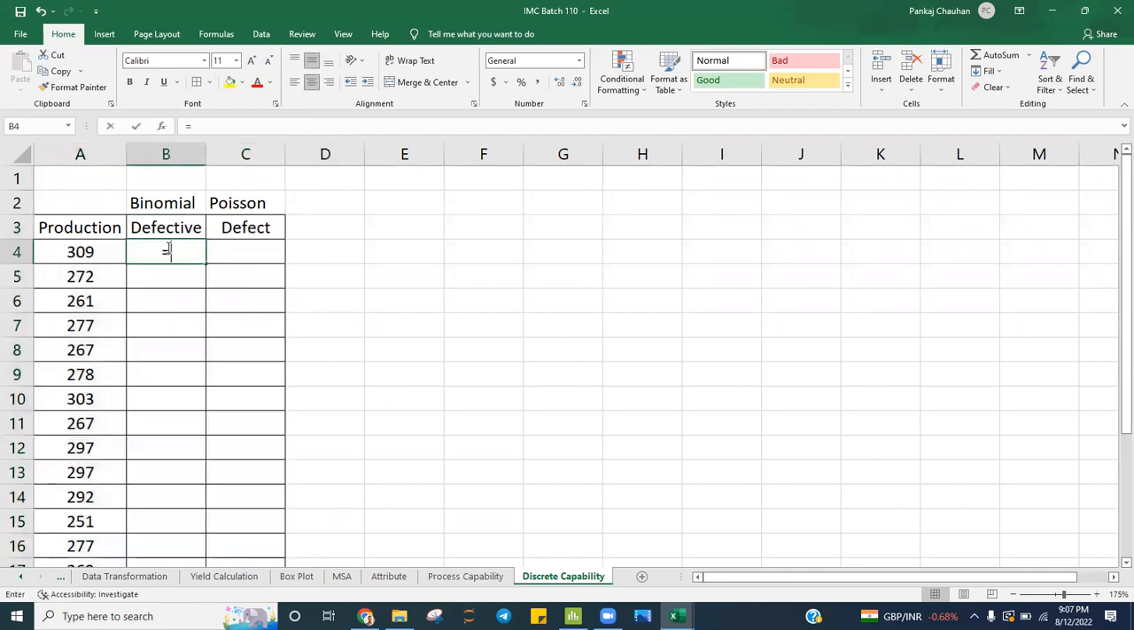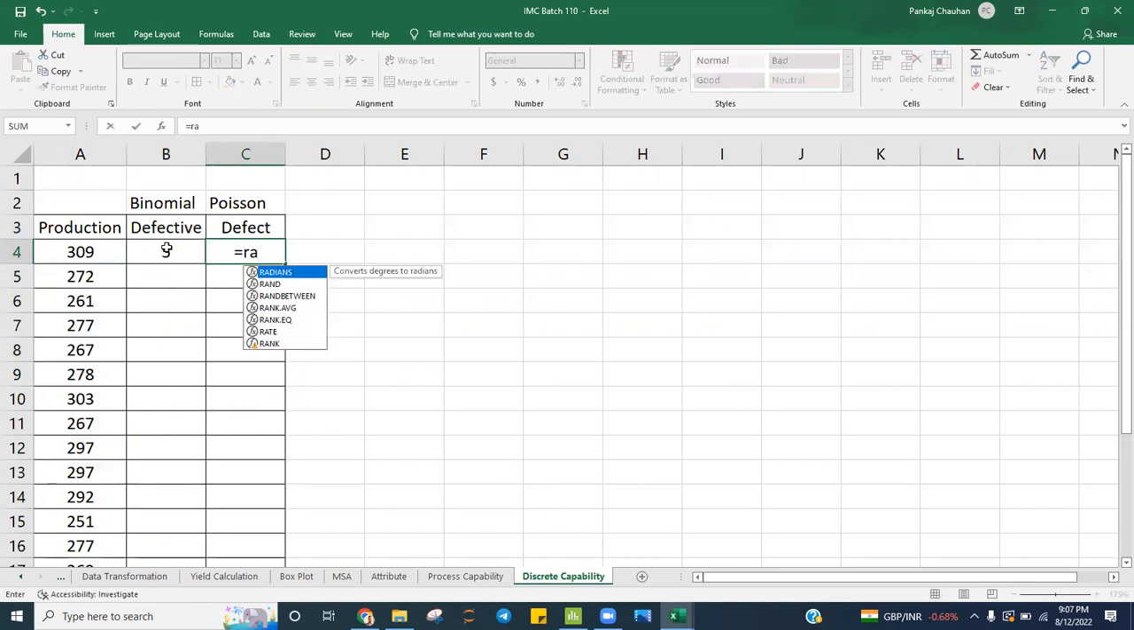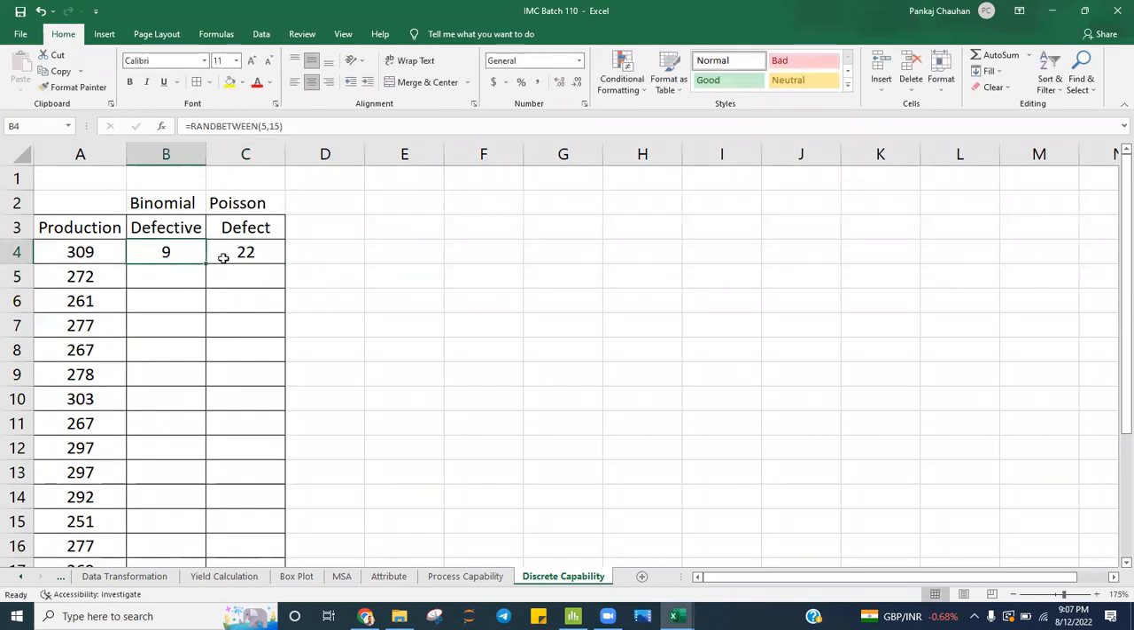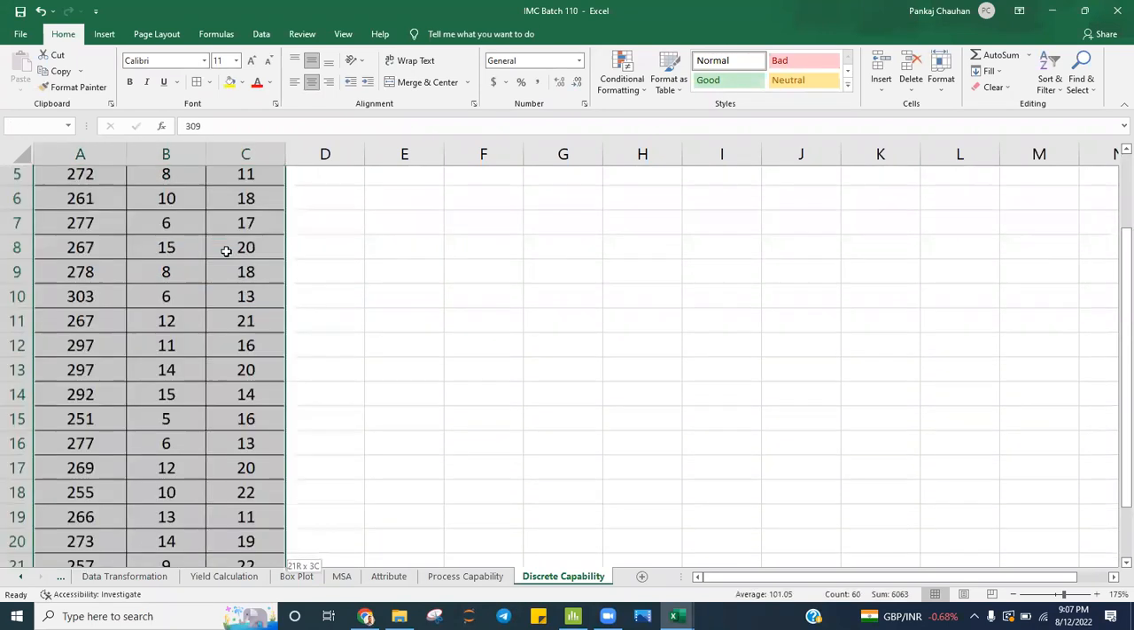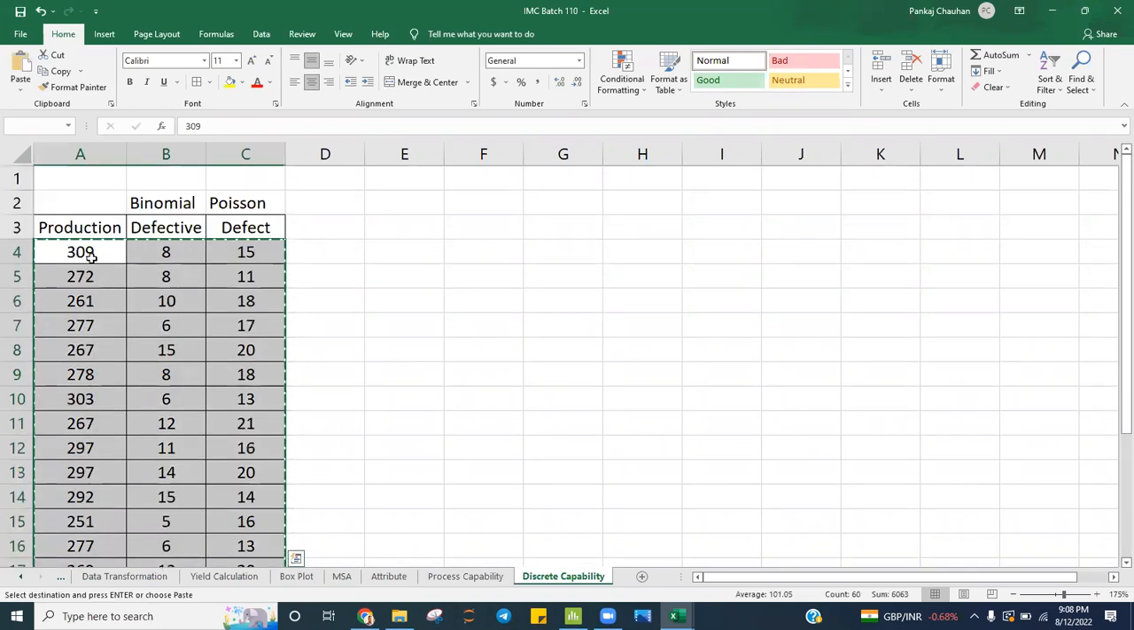So let's say on an average daily basis, you have a minimum of 5 defectives and a maximum of 15 you are observing, while the number of defects is approximately, out of these, at least 10 to maybe 25 defects you are observing out of this production. And here we calculate. So we got the data. I just copy paste this data as values.